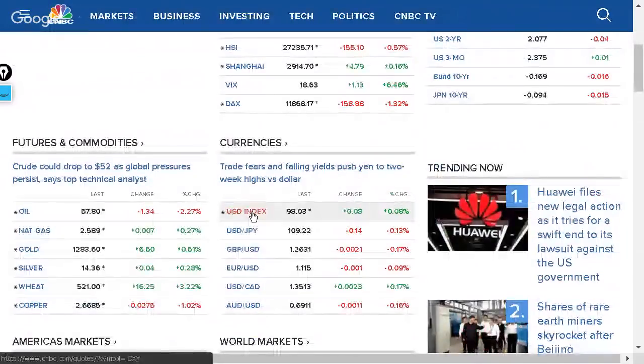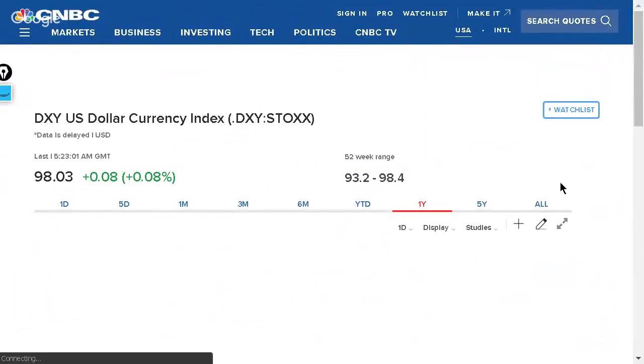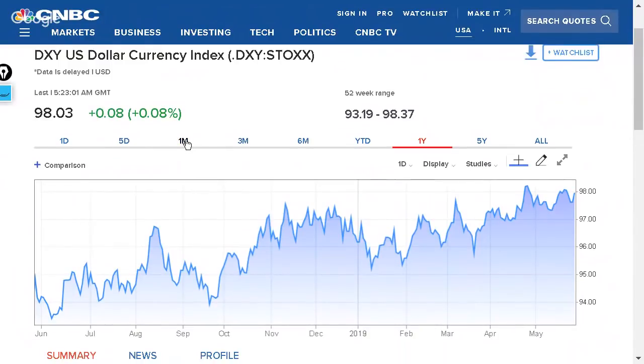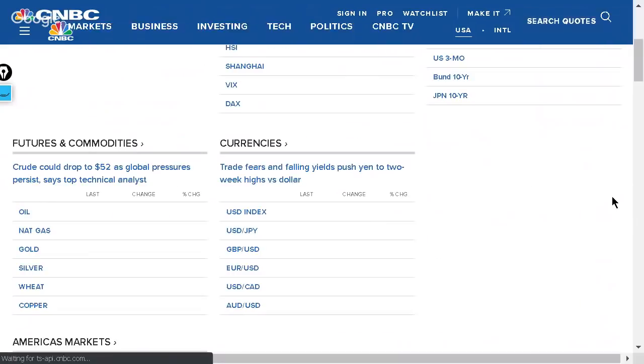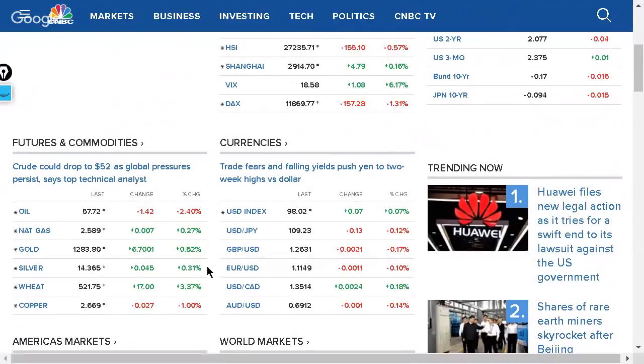And let's look at the US dollar index. As we see, the dollar is looking strong, up 8 cents. There's the 1 year chart. So the Fed not planning to raise or lower interest rates, planning to hold fast.